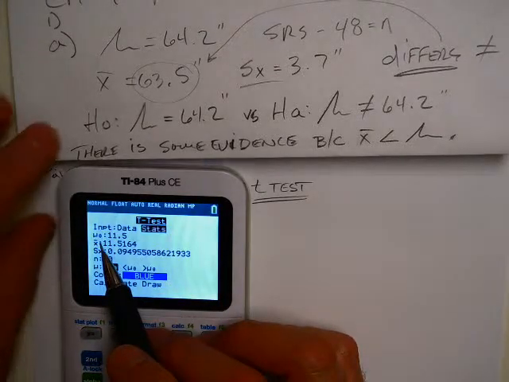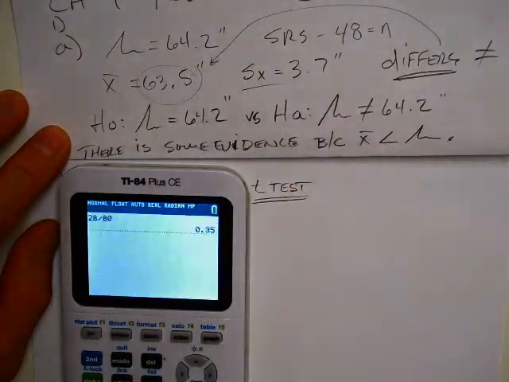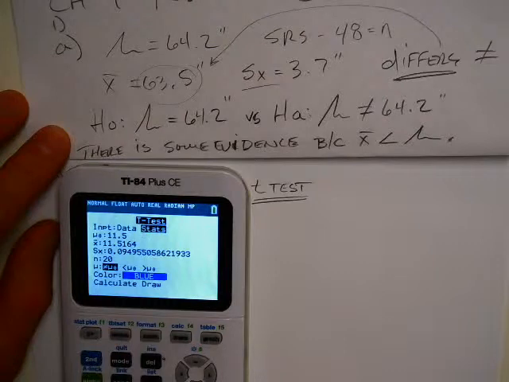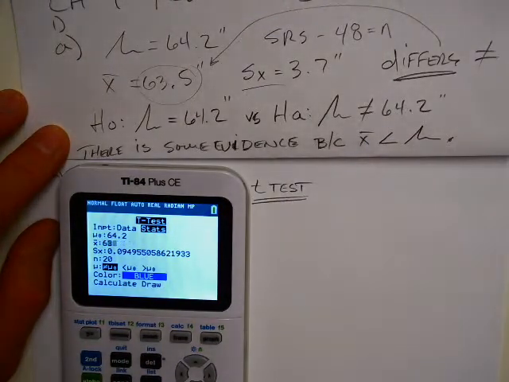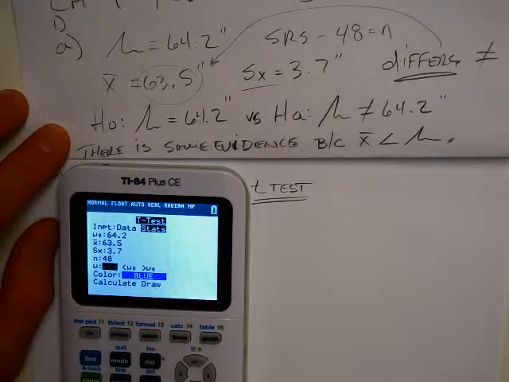And the mu sub naught, that's the null hypothesis. That's going to be the 64.2. The x bar, that's the 63.5. The Sx in this problem is 3.7. N is 48. And differs, so that does not equal. So I'm going to calculate that guy.